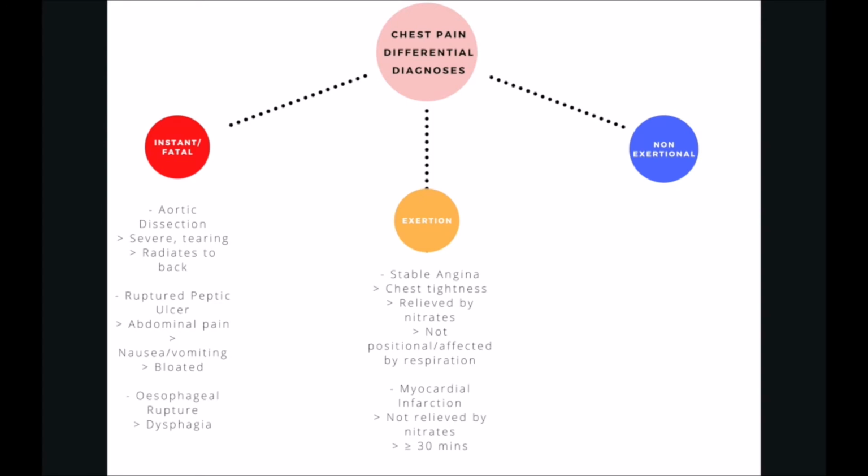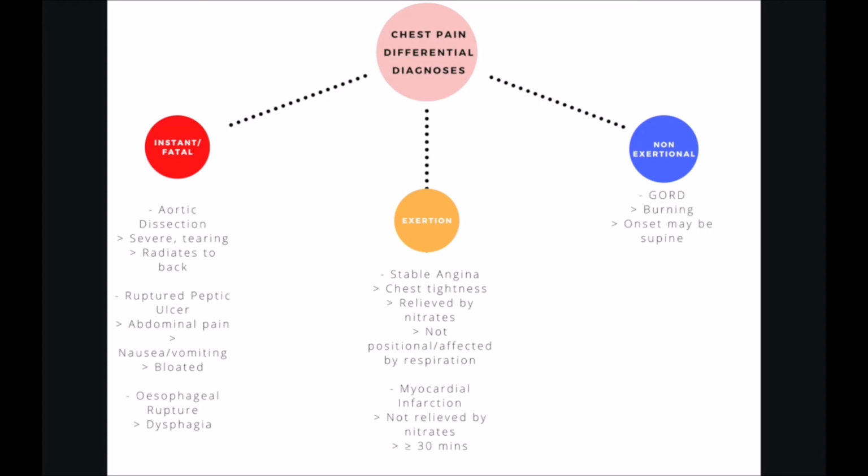The next main category is chest pain precipitated by exertion. If the patient describes it more of a tightness rather than a pain, and it is relieved by nitrates, the patient is likely presenting with stable angina. However, if it is not relieved by nitrates, and the pain lasts for more than 30 minutes, you would be suspicious of myocardial infarction.